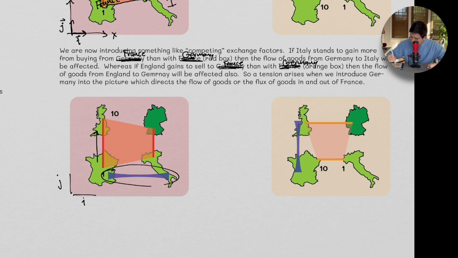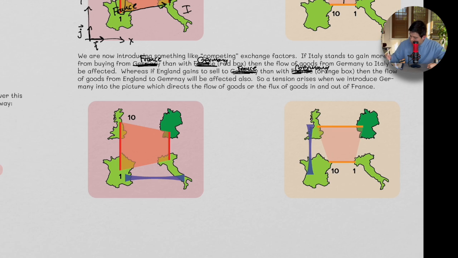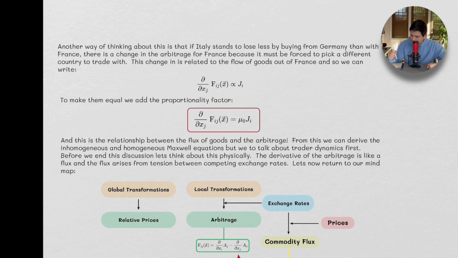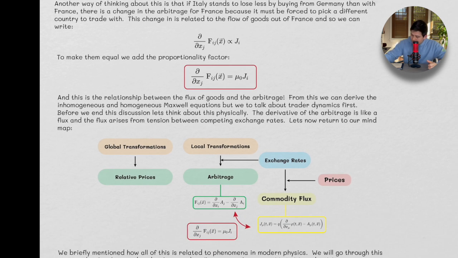So that's one way of thinking about this. I don't want to get too much into the weeds of this way of thinking about things. We now can come to the understanding, though, that there is a change in the arbitrage for France, because if Italy stands to lose less by buying from Germany than with France, then there's a change in the arbitrage. And that is being driven by the flux of goods. Okay. So this is the relationship between the flux of goods and the arbitrage.